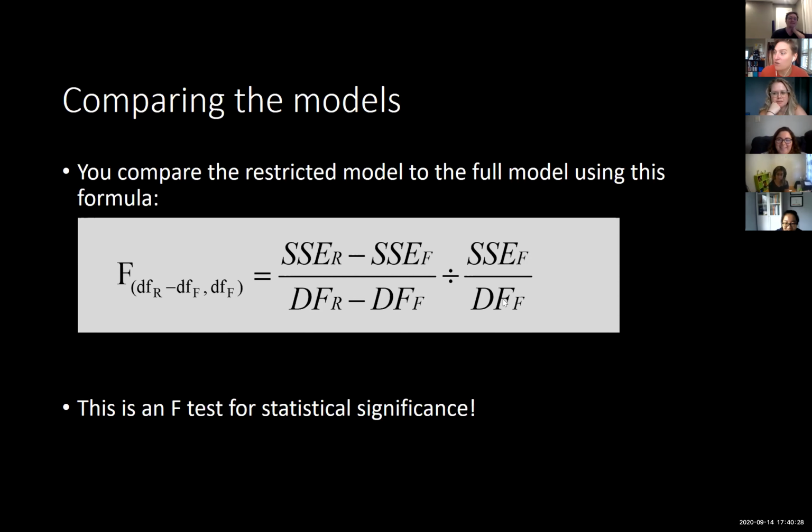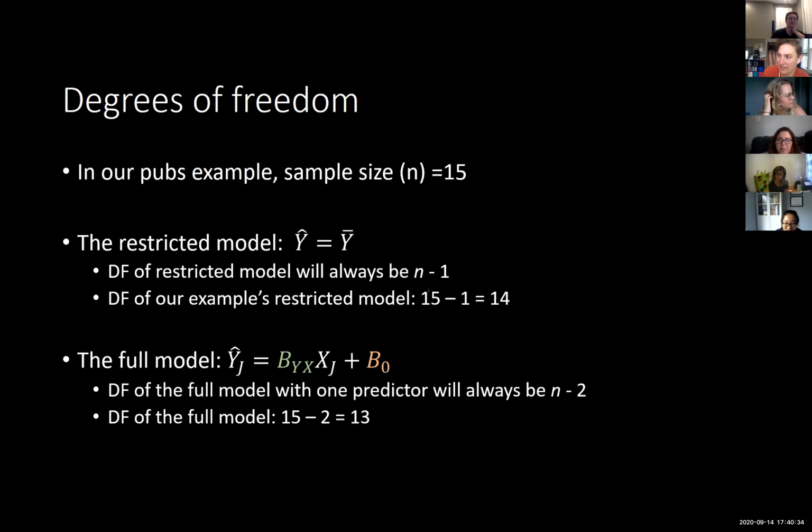N minus 1, yes, it was 14. Wait, degrees of freedom for the restricted model is N minus 1, and degrees of freedom for the full model is N minus 2. So it's N minus 1 for each of the predictors. Not predictors, each of the coefficients we're estimating.